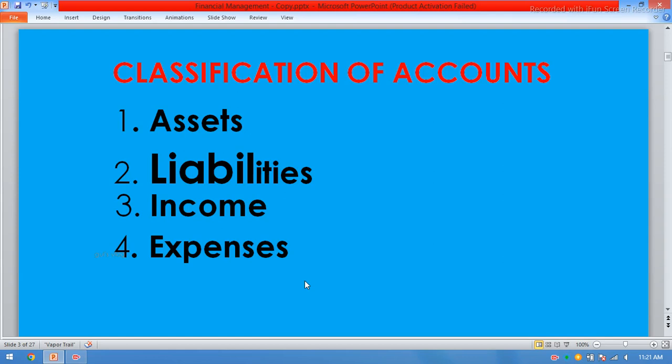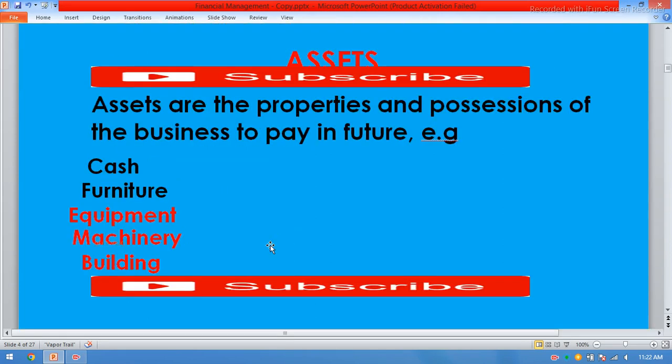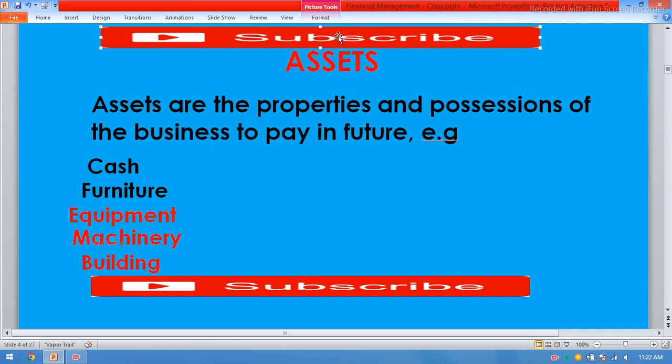Classification of accounts: assets, liabilities, income, expenses. Assets. Assets are the properties and possessions of the business to pay in future.